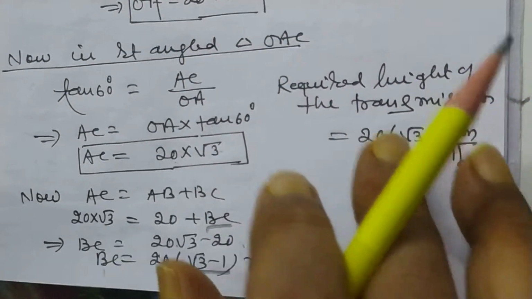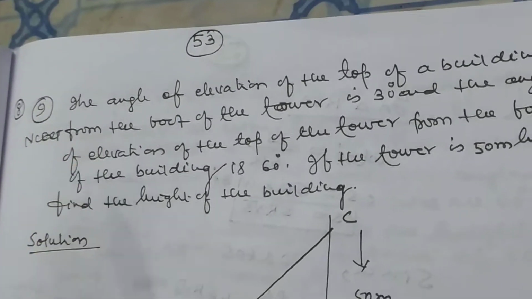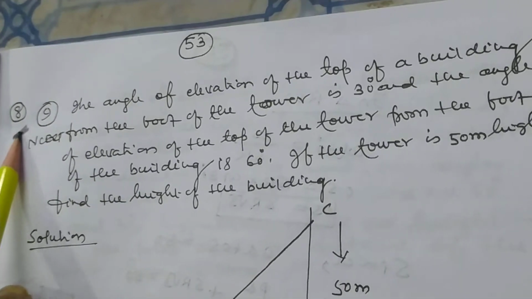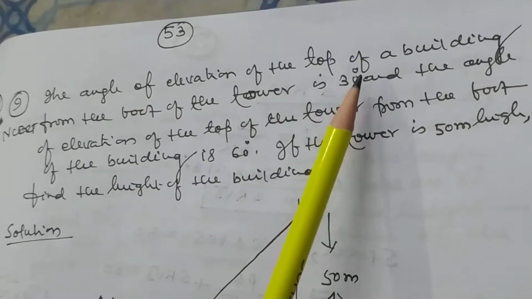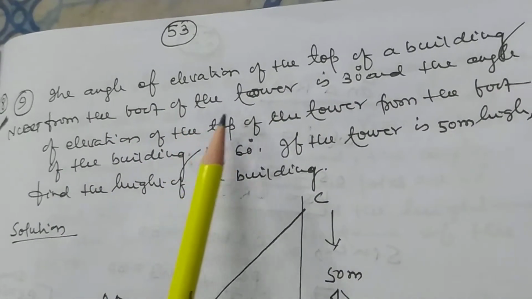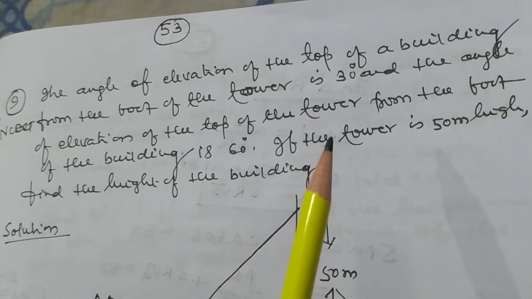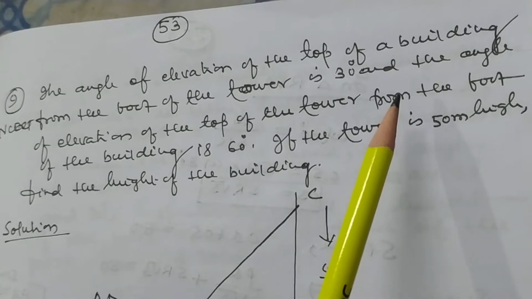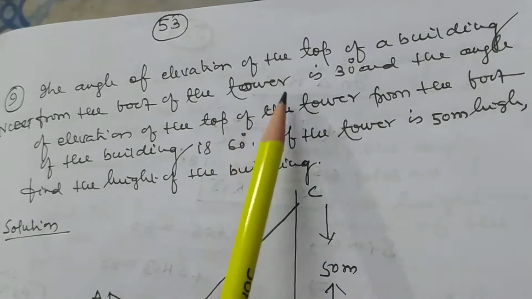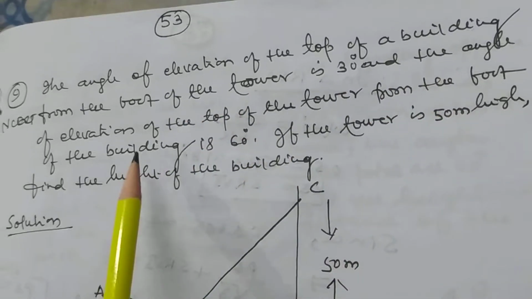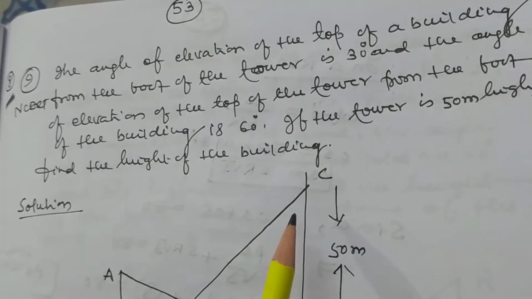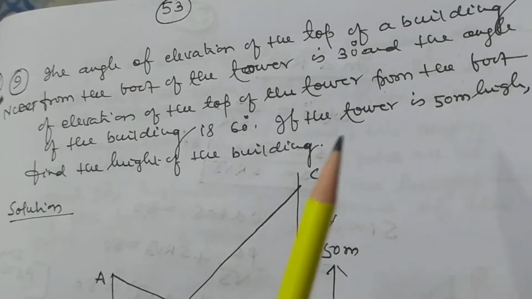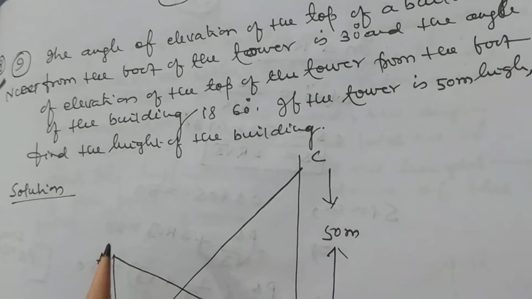Now I want to solve another question of NCERT, and it will be problem number 9 of NCERT and problem number 8 of study material. My dear student, the angle of elevation of the top of a building from the foot of the tower is 30 degree, and the angle of elevation of the top of the tower from the foot of the building is 60 degree. If the tower is 50 meter high, find the height of the building.